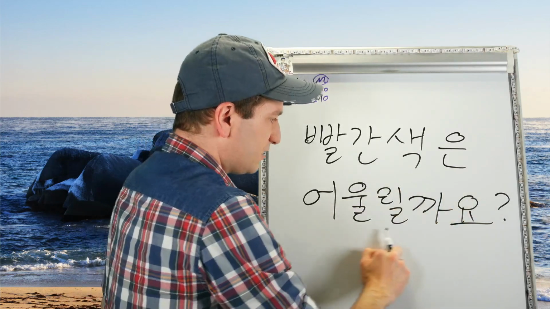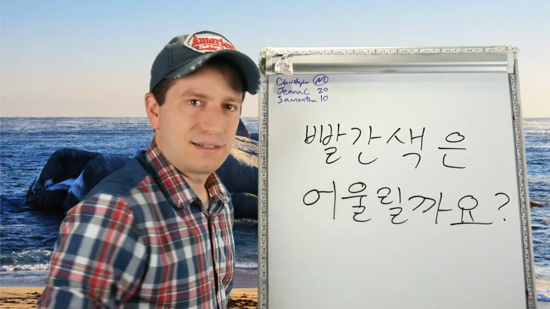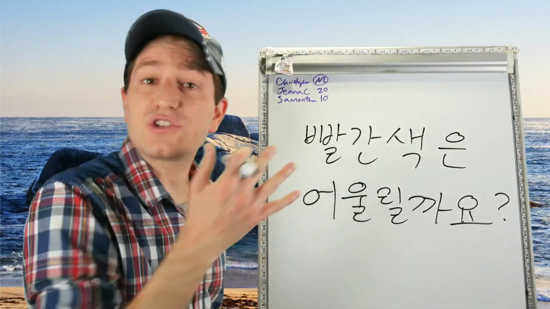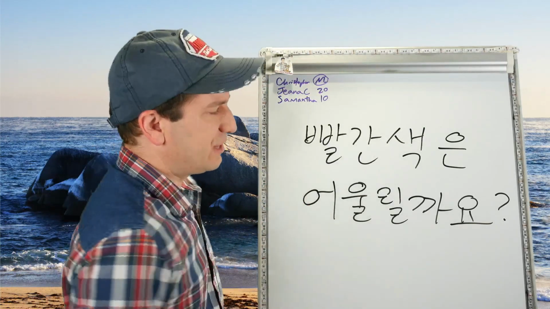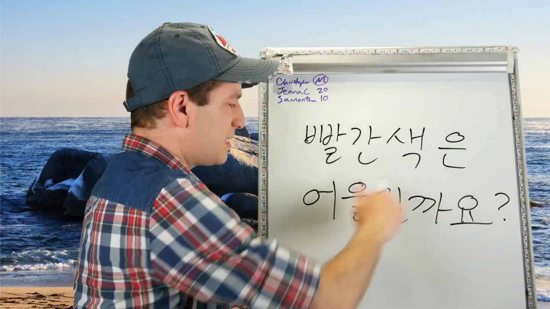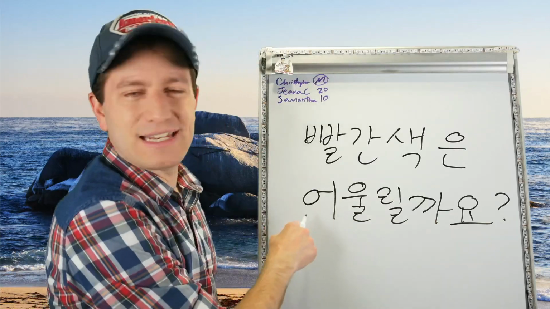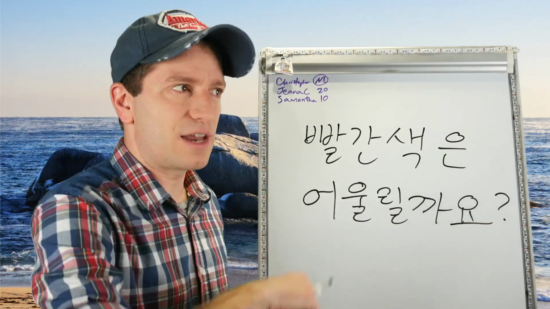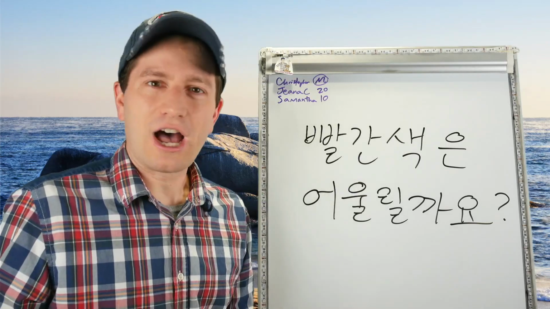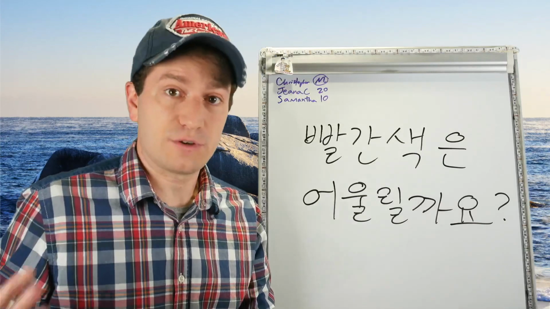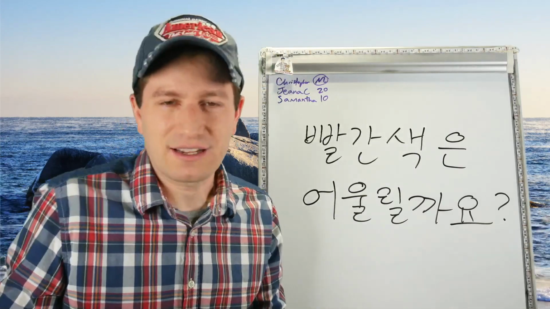빨간색은 어울릴까요? 빨간색. Red. 어울리다 is to match with something, to match well. Do you think that red would match? Do you think that red would go well? 빨간색은 어울릴까요? This is an action verb, in case you're wondering. Sometimes you'll find action verbs that translate better as do you think and not as shall. But it can also translate as the same as a descriptive verb sometimes, meaning like do you think.